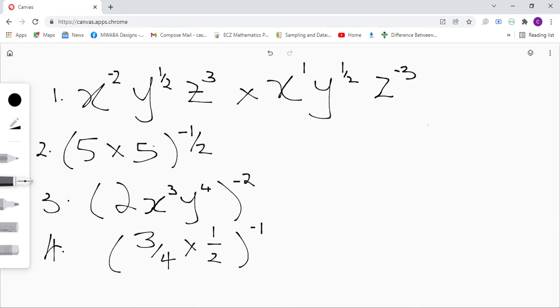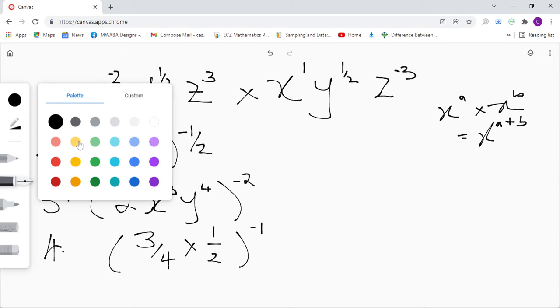So remember, whenever you're multiplying, remember the law of indices: x to the power a times x to the power b is going to give you x to the power a plus b. Right, the secret is you have to have same bases for these to apply. So we've got similar bases here, so we'll work on them individually. So we'll start with x.